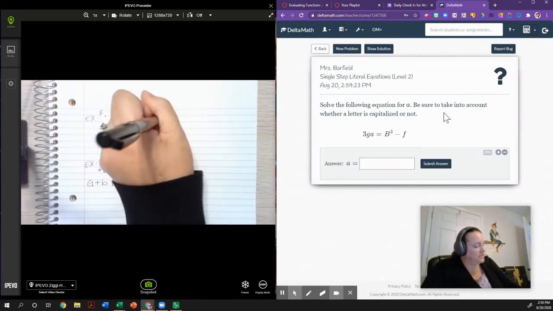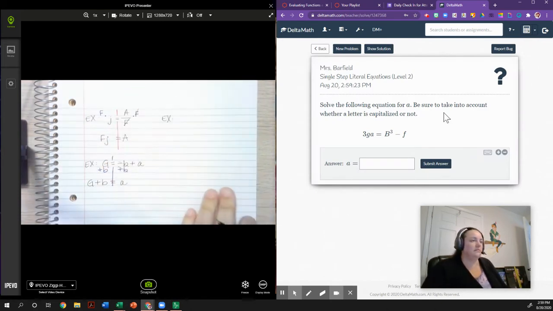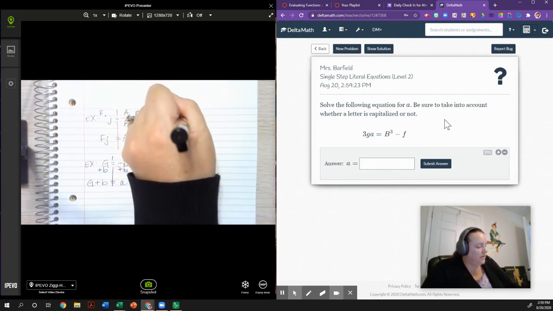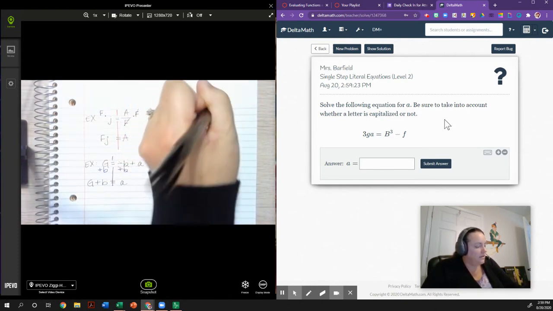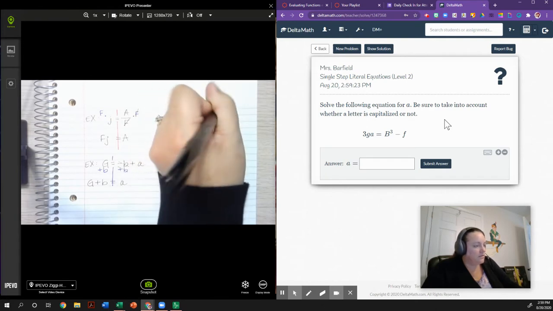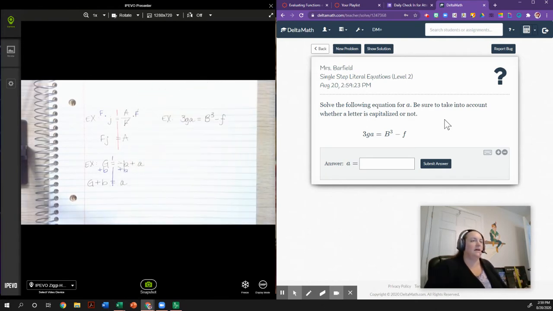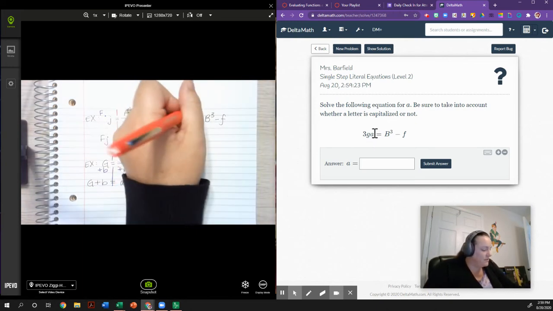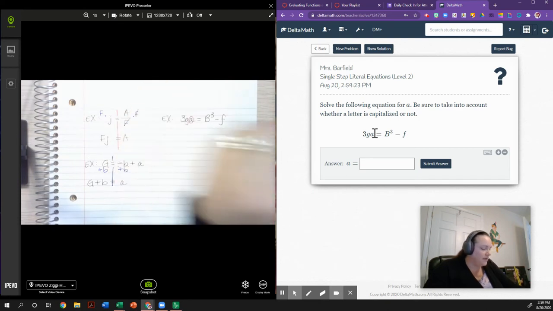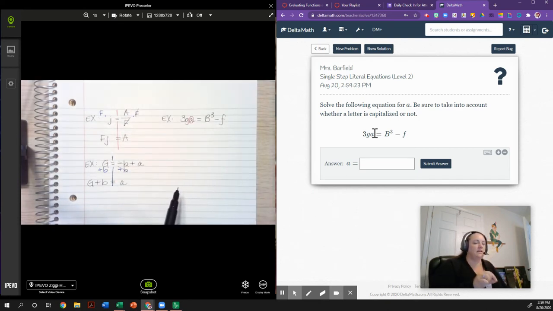So notice it gets just a little bit more complex. Okay. So 3GA equals capital B to the third minus F. All right, so solve the following equation for lowercase a. Be sure to take into account whether a letter is capitalized or not. Okay. All right, so I need to get this a by itself. So this a right here, okay, so that is 3 times g times a. So I've said multiplication. So I said times and times.